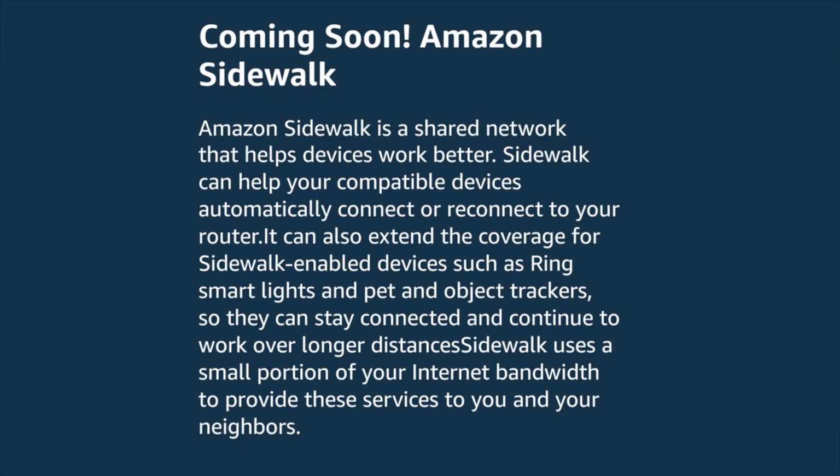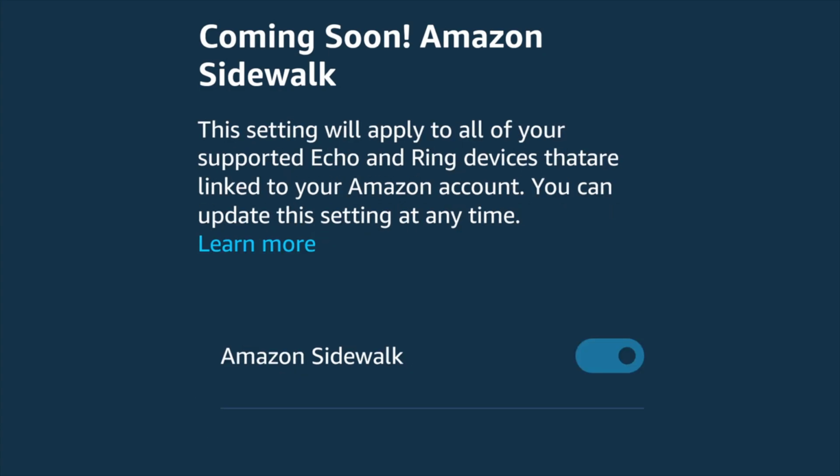So let's start off by explaining what Amazon Sidewalk is. Amazon Sidewalk is a shared network that helps devices work together. Sidewalk can help your compatible devices automatically connect or reconnect to your router. It can also extend the coverage for your Sidewalk enabled devices, such as Ring, smart lights, pet, and object trackers, so they can stay connected and continue to work over a long distance. Sidewalk uses a small portion of your internet bandwidth to provide these services to you and your neighbors. This setting will apply to all your supported Echo and Ring devices that are linked to your Amazon account. You can update this setting at any time.